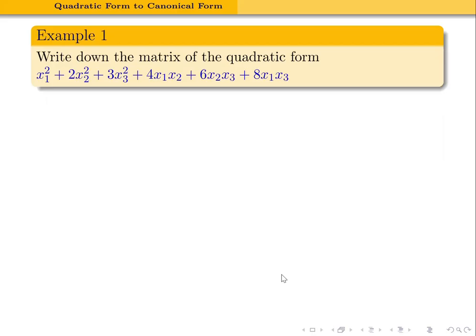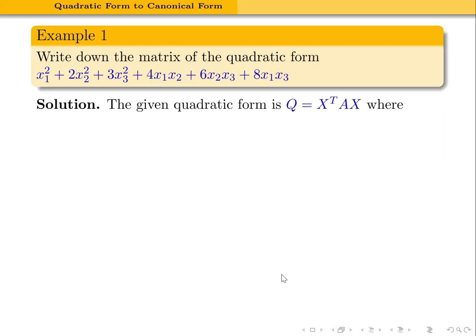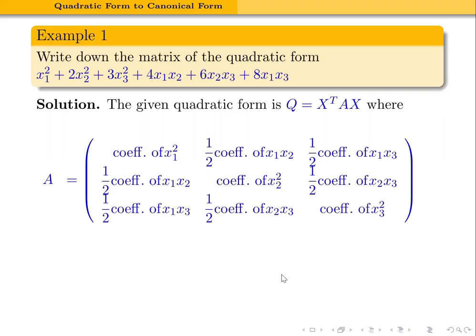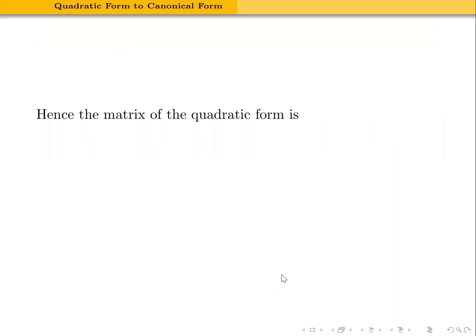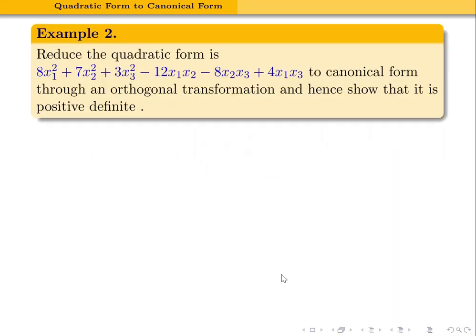Problem number 1. Write down the matrix of the quadratic form. The given quadratic form is Q = X transpose A X, where A is nothing but the coefficient of x1 square, 1 by 2 into the coefficient of x1 x2, and so on. Therefore X is equal to this. Now with the given formula, we replace it and we will get the matrix.